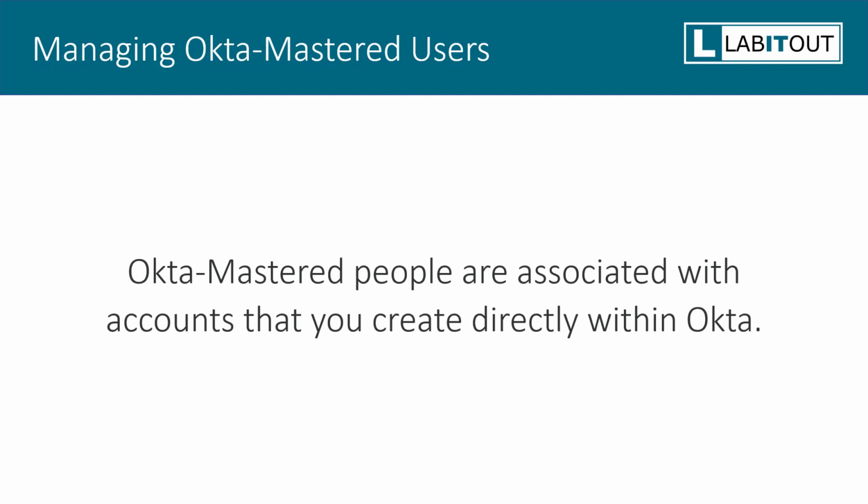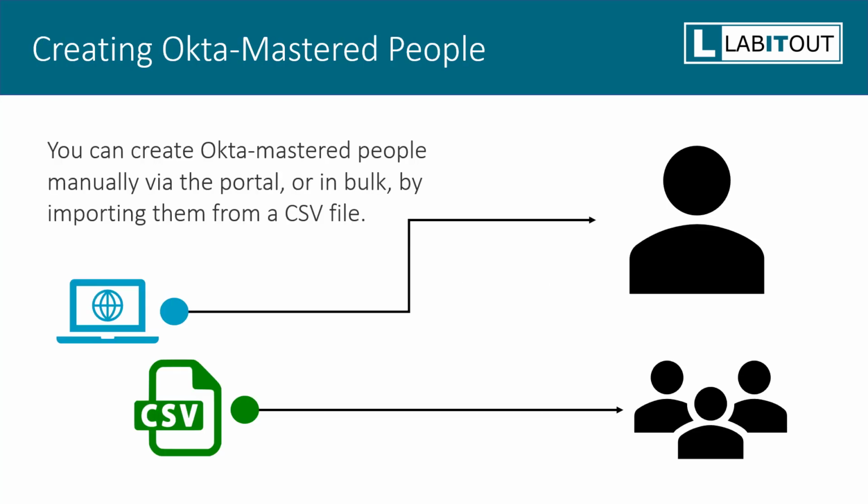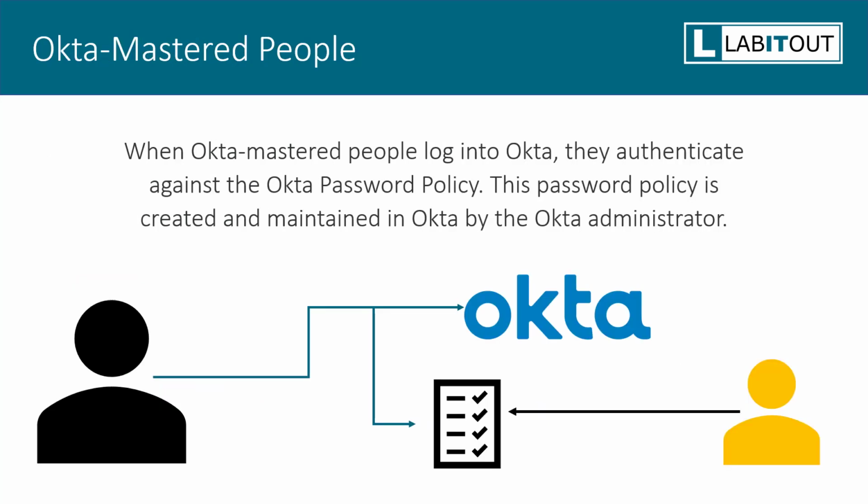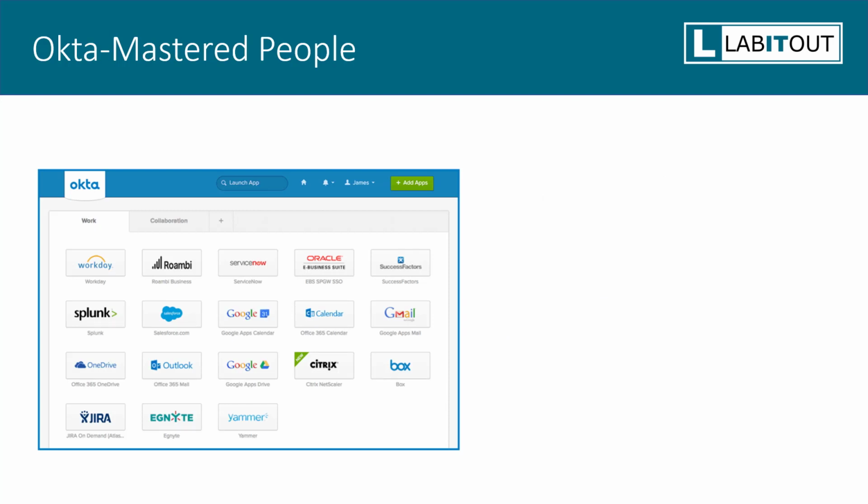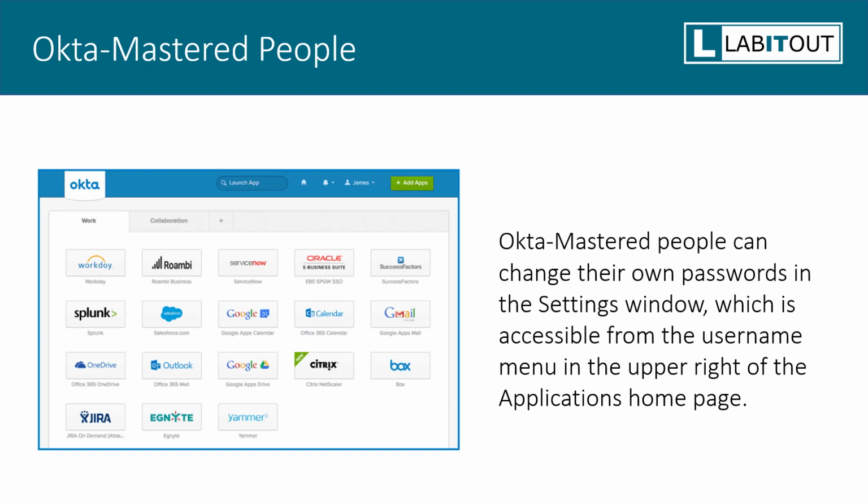Okta-Mastered people are associated with accounts that you create directly within Okta. You can create Okta-Mastered people manually via the portal or in bulk by importing them via a CSV file. When Okta-Mastered people log into Okta, they authenticate against the Okta password policy. This password policy is created and maintained in Okta by the Okta administrator. Okta-Mastered people can change their own passwords in the Settings window, which is accessible from the Username menu in the upper right of the application's homepage.